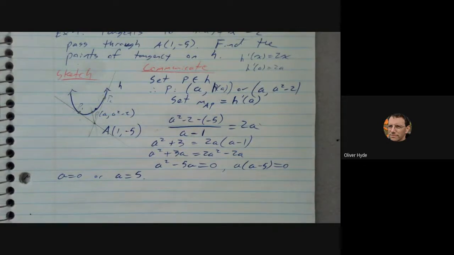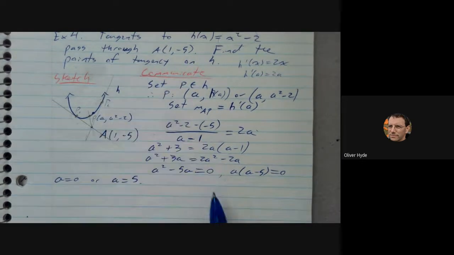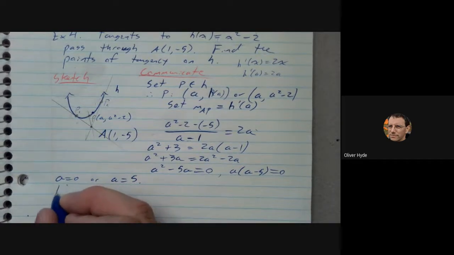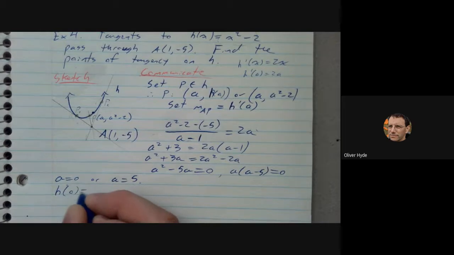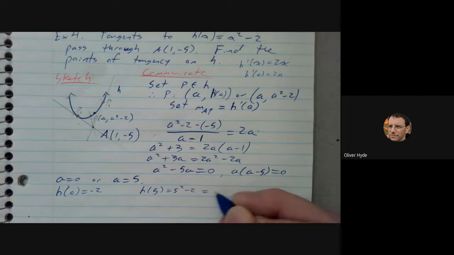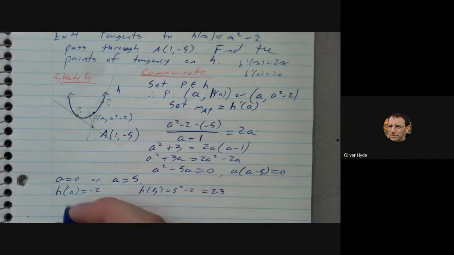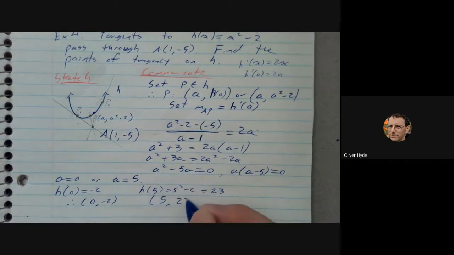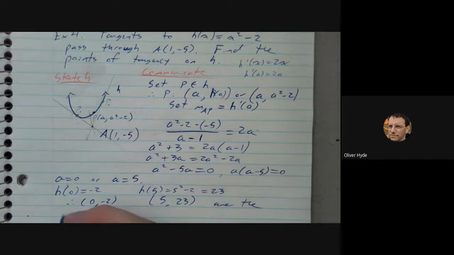Let's review what it was that we were asked to find in this question. We were asked to find the points of tangency. So these are the x coordinates of the points of tangency. Let's just substitute these into the original function. H of 0 is going to be negative 2. H of 5 is going to be 5 squared minus 2, or 25, 24, 23. Therefore, 0 comma negative 2, and 5 comma 23 are the points of tangency.